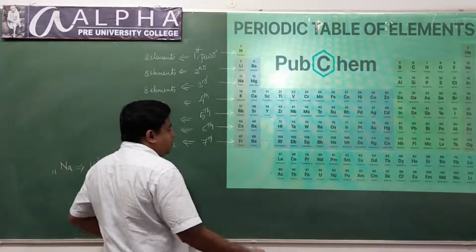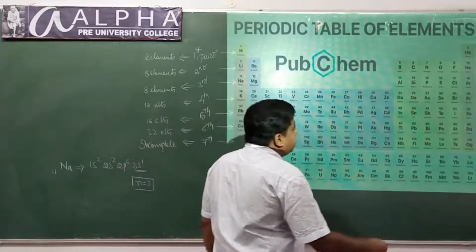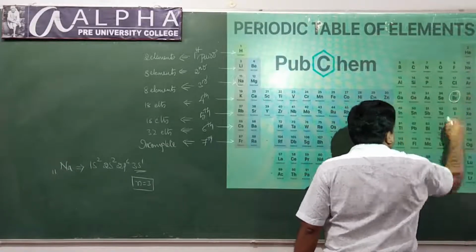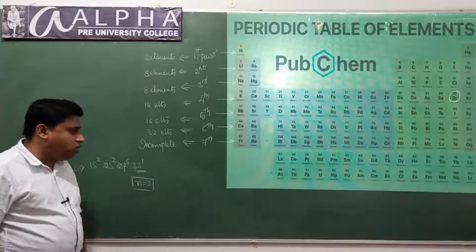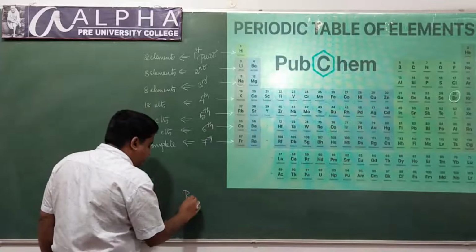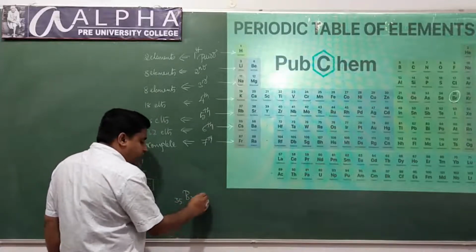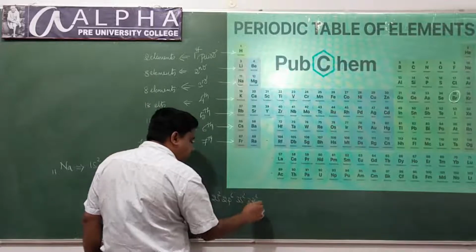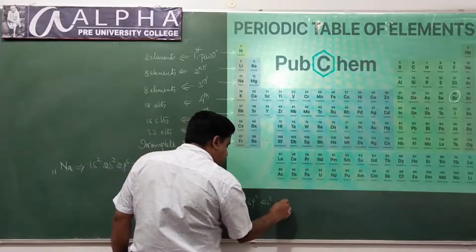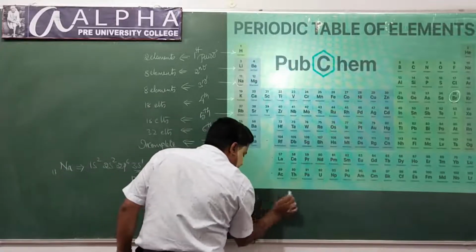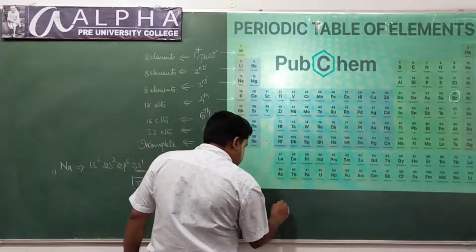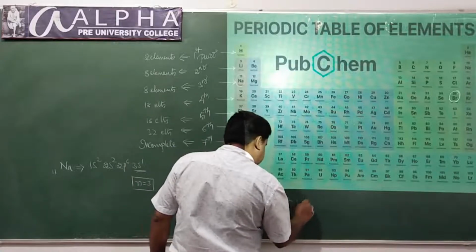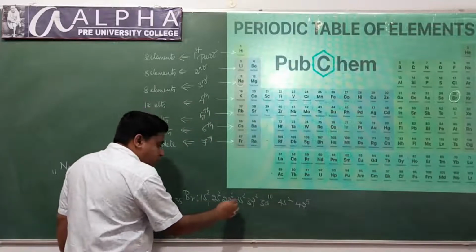Like that, you take any element. Let us take bromine. Let us see to which period it belongs. What is the atomic number of bromine? It's 35, isn't it? What is its electronic configuration? 1s2, 2s2, 2p6, 3s2, 3p6, 4s2, 3d10, then 4p5.